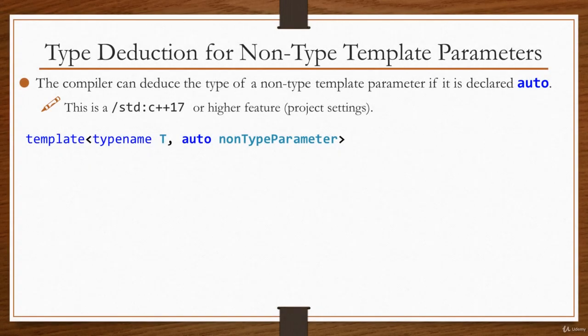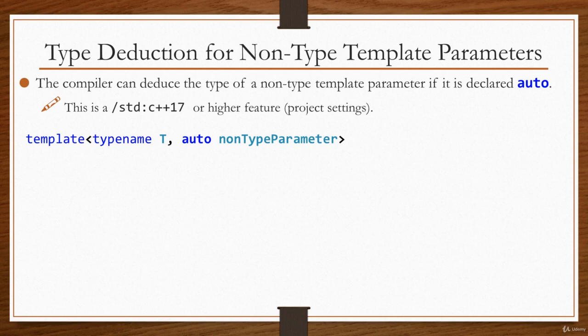Another bonus section for you on type deduction for non-type template parameters. And just to show you another example of where we can use the auto keyword, the compiler can deduce the type of a non-type template parameter if it is declared auto. I would like to note that this is a C++ 17 feature, so you need to make sure to set that in your project settings.